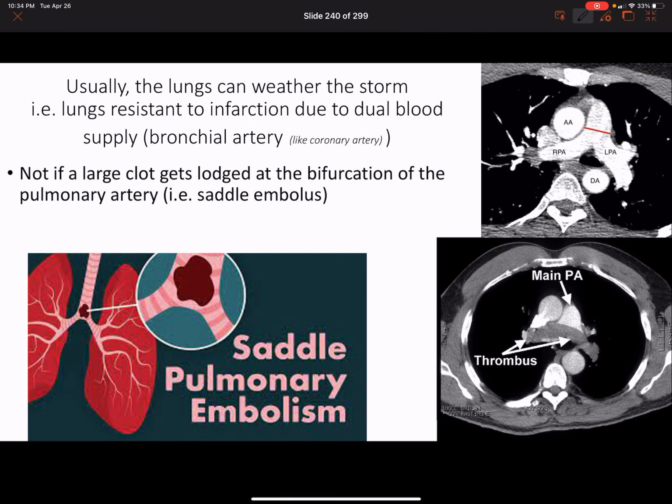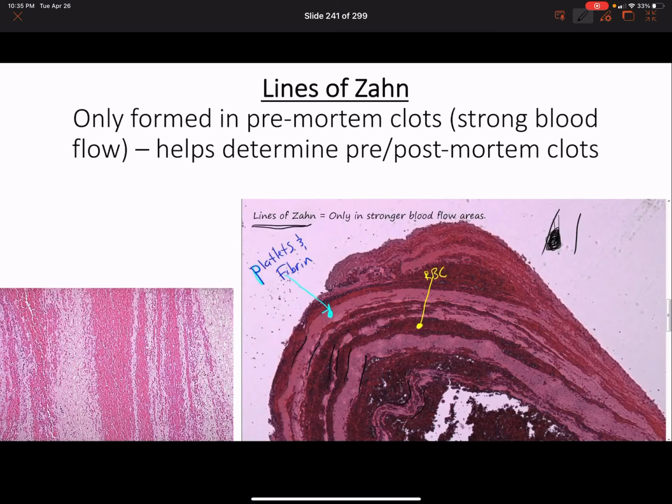All right, so the lungs can weather the storm, like we said. They have this dual blood supply. They're resistant to infarction, unless you have a really huge one, a saddle emboli, which sits right at the carina, which is where the 2 main stem bronchi are going to branch from one another. And you can see this on an axial MRI as well.